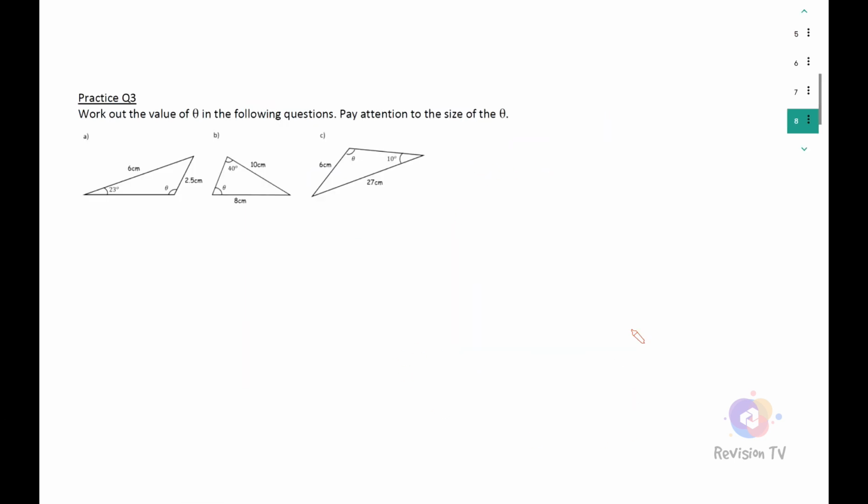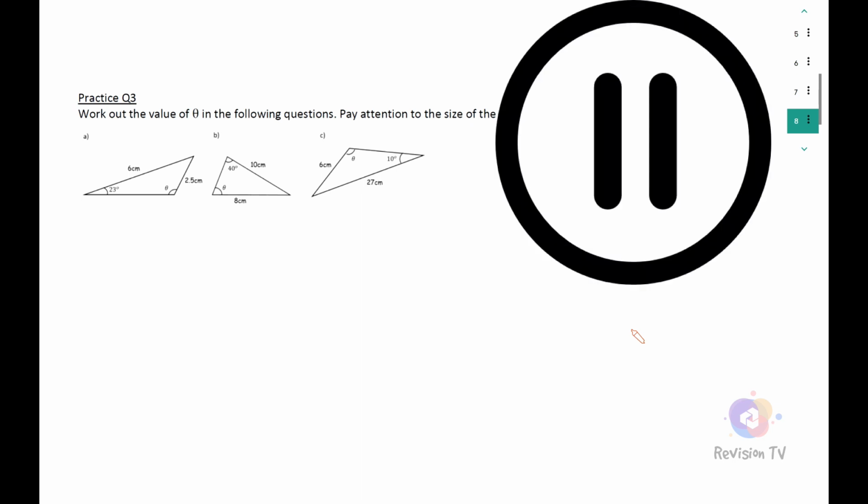Yes, it's your chance again. Have a go at practice question 3. Pay attention to the size of the angle theta. We just talked about the ambiguous case, so be careful. Pause the video, have a go at the question. When you're ready for the answer, you can press play.